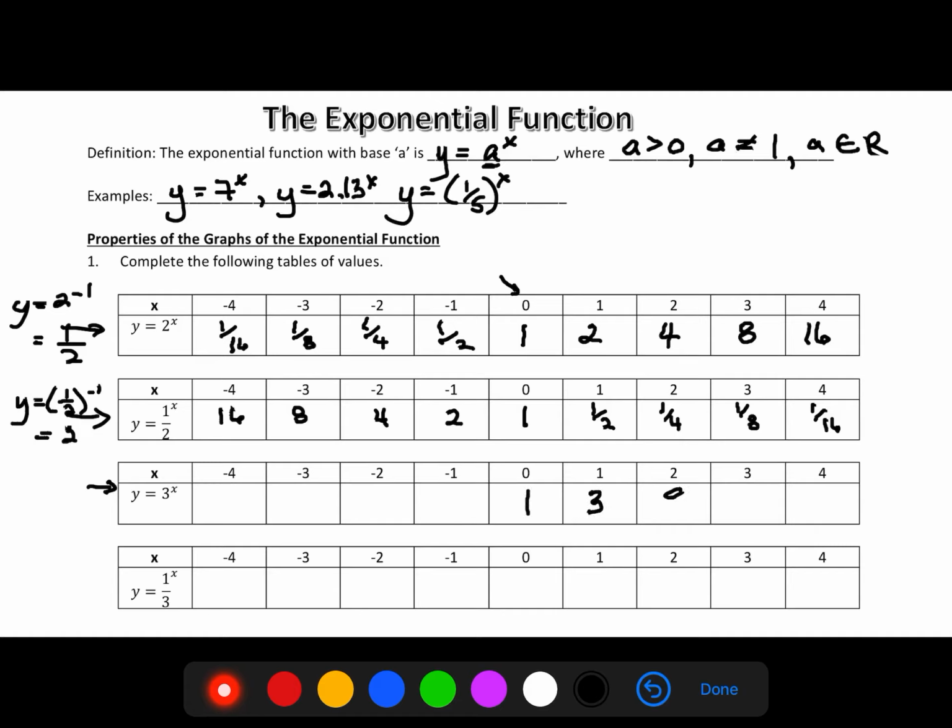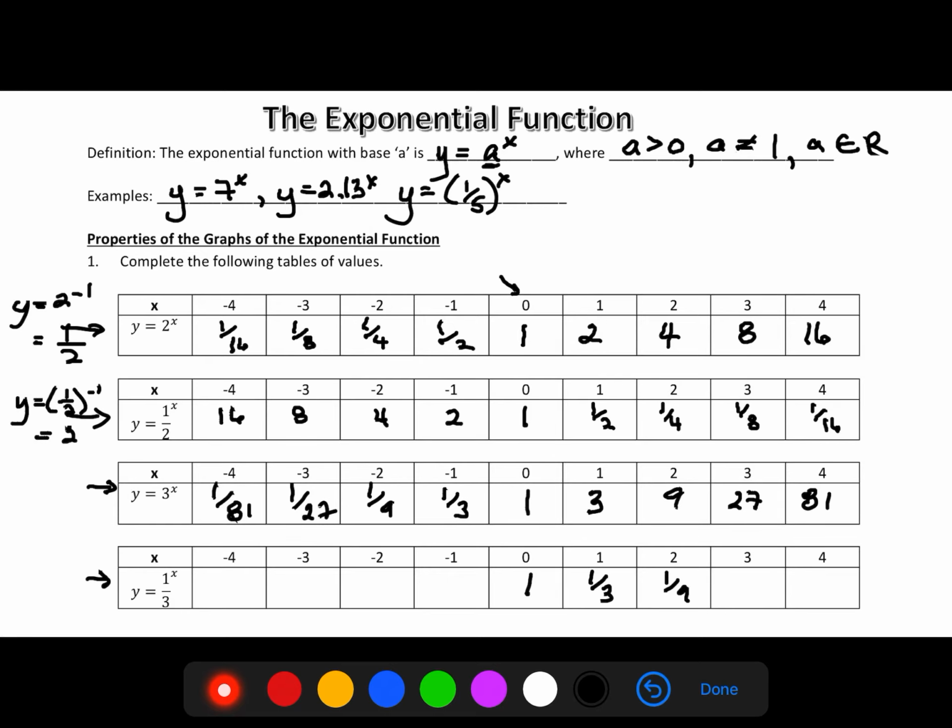For y equals 3 to the power of x, again, thinking about 3 to the 0 is 1. 3 to the power of 1 is 3. 3 squared is 9. 3 cubed is 27. And 3 to the power of 4 is 81. If we have the negative, it flips to 1/3 to the positive. So 1/3, 1/9, 1/27, and 1 over 81.